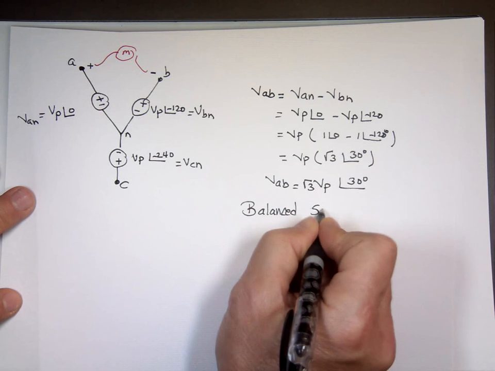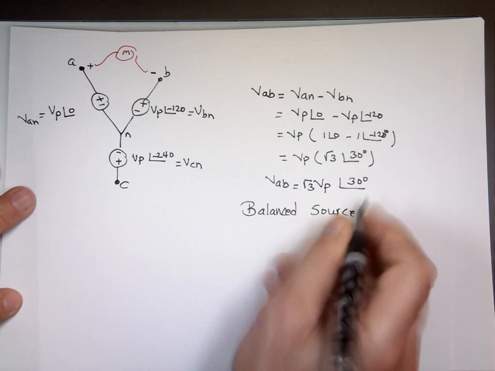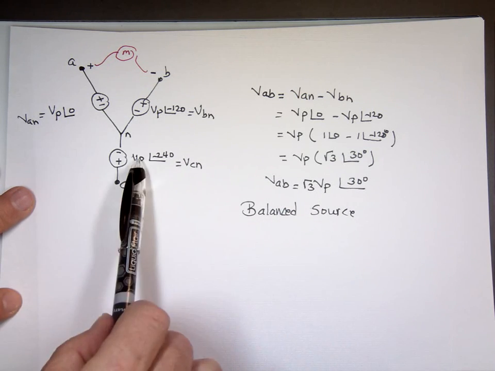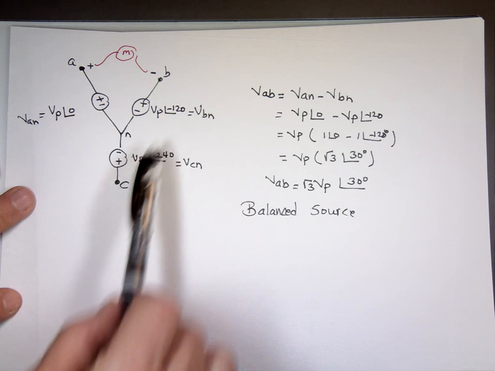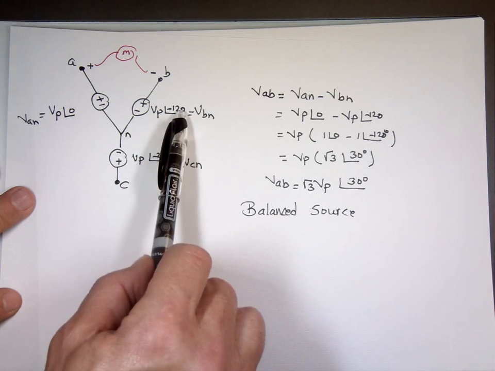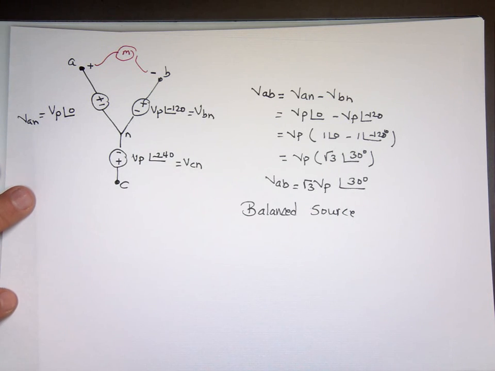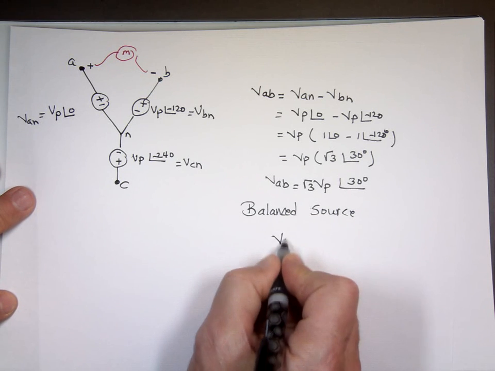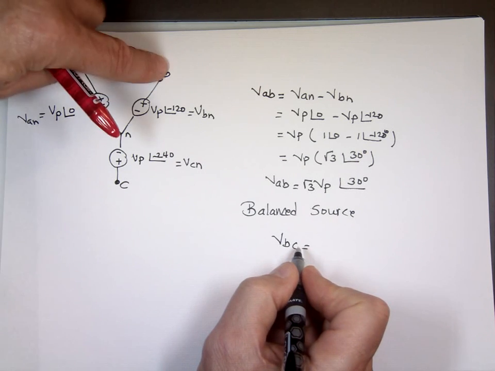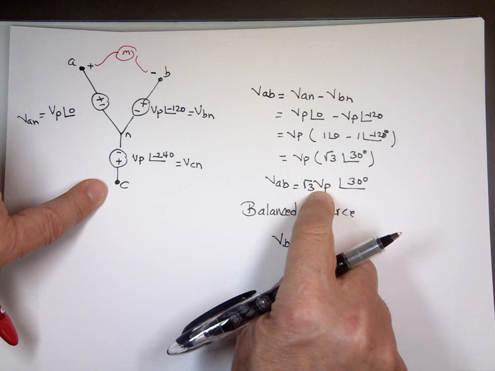what does that mean, balanced source? That means these values are the same: VP, VP, VP. The phase shift is 0, negative 120, negative 240. You're in good shape because that means you know what VBC, the voltage in B and C, is going to be the same as this one.